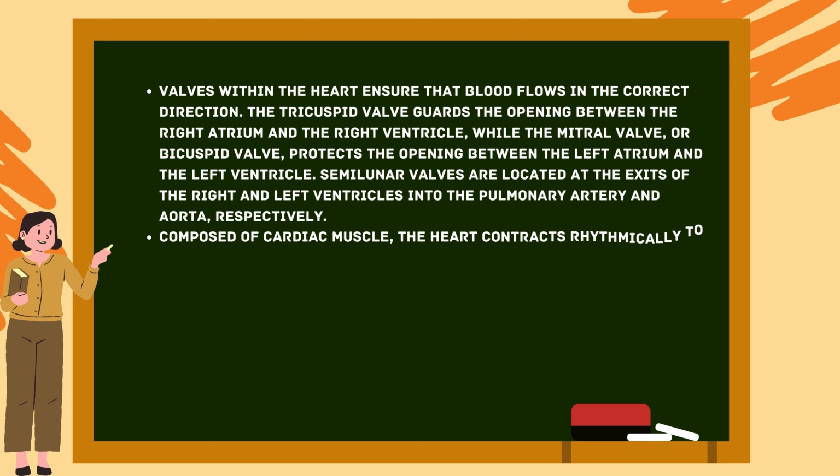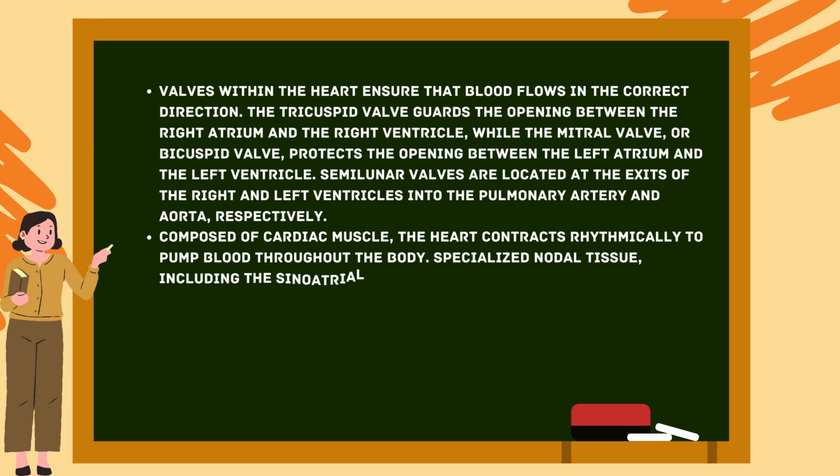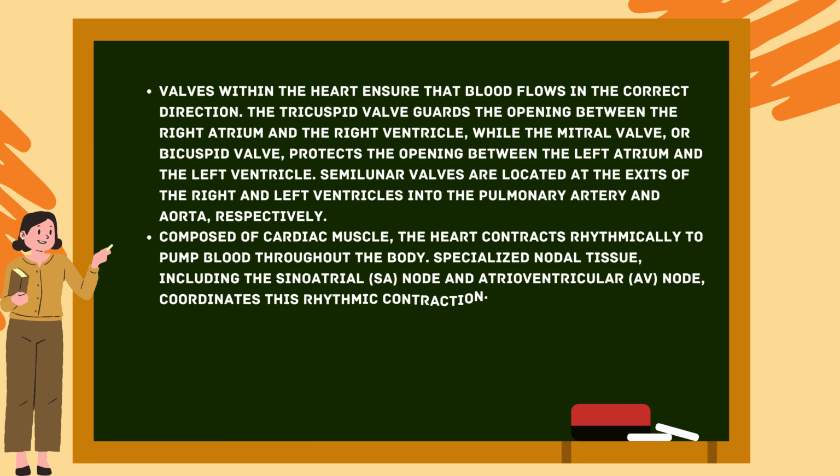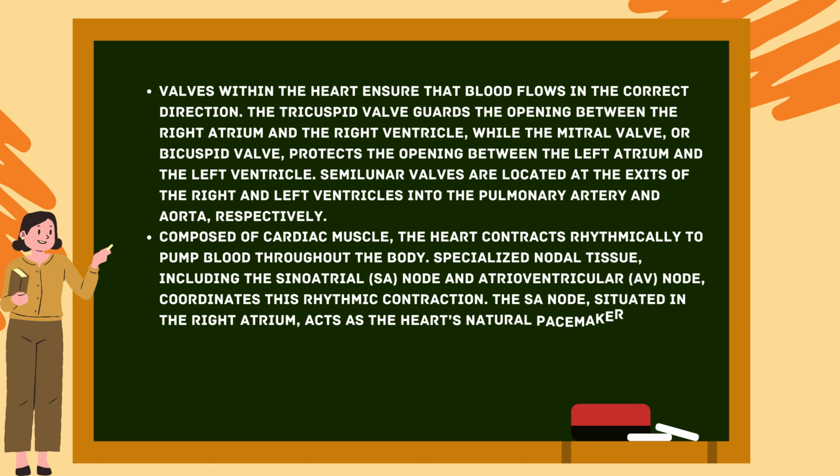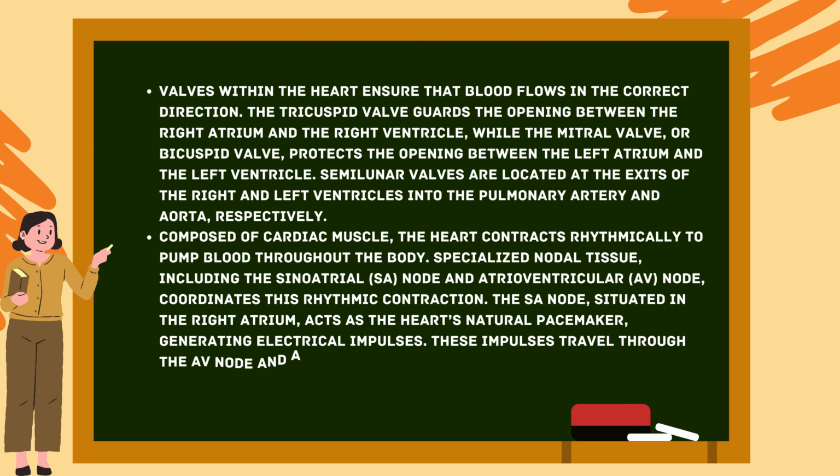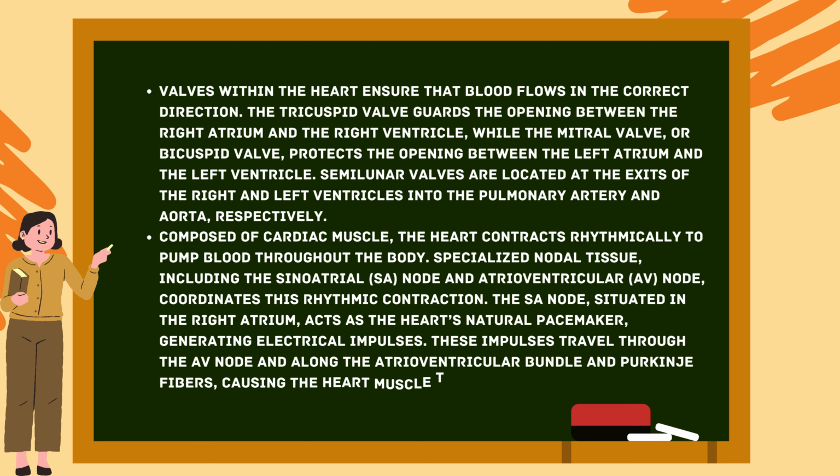Composed of cardiac muscle, the heart contracts rhythmically to pump blood throughout the body. Specialized nodal tissue, including the sinoatrial (SA) node and atrioventricular (AV) node, coordinates this rhythmic contraction. The SA node, situated in the right atrium, acts as the heart's natural pacemaker, generating electrical impulses. These impulses travel through the AV node and along the atrioventricular bundle and Purkinje fibers, causing the heart muscle to contract and pump blood effectively.